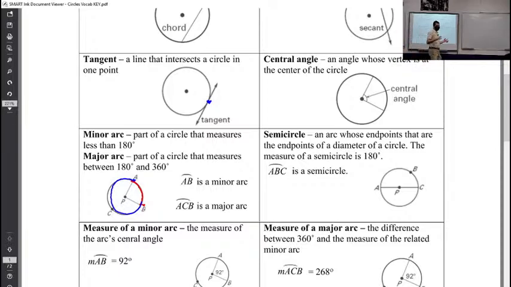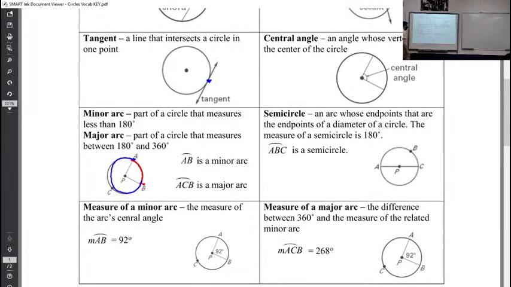So the short version is that a major arc, if we have the long way around, we're going to use 3 letters to name it, so that I know to start at A and then I have to go through C before I get out to B. So remember, the measure of a major arc is going to be more than 180 degrees. The measure of a minor arc is going to be less than 180 degrees. 3 letters to name major arcs.